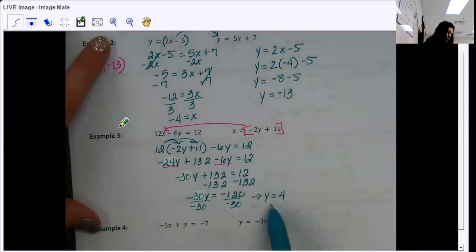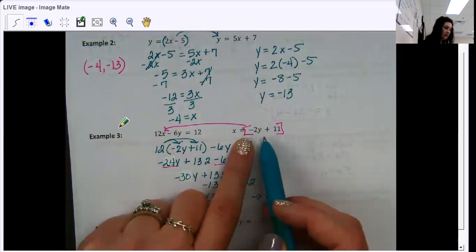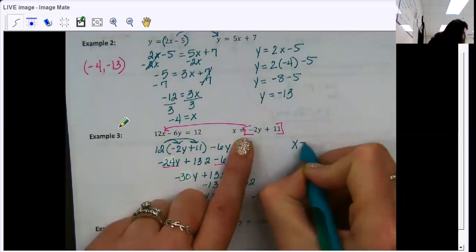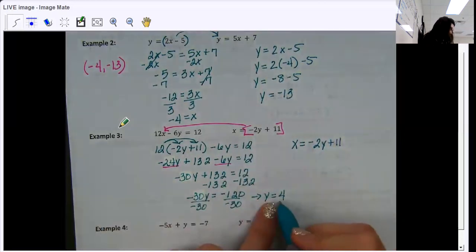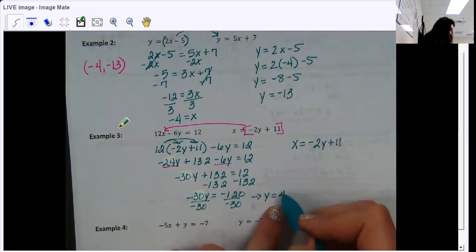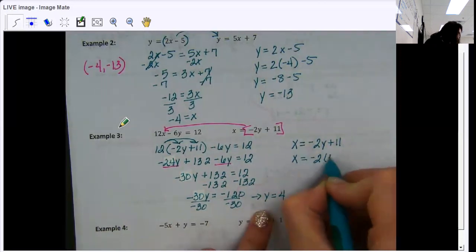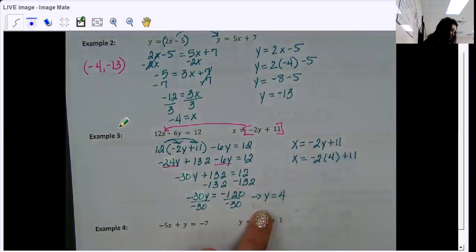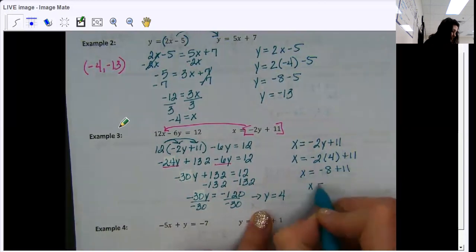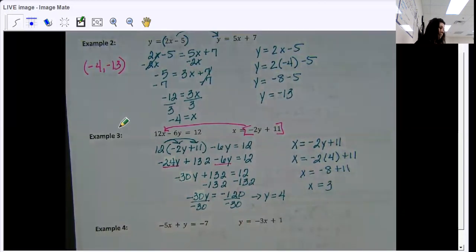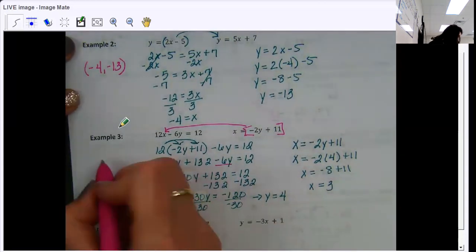So now we're going to plug in what Y is into one of these equations. And this equation looks a little bit easier to me, so I'm going to use this one. X equals negative 2Y plus 11. So I'm going to plug Y equals 4. Since Y is 4, I'm going to plug it in where the Y is. So negative 2 times 4 plus 11. X equals negative 8 plus 11. X equals 3. So our solution to this system is 3, 4.